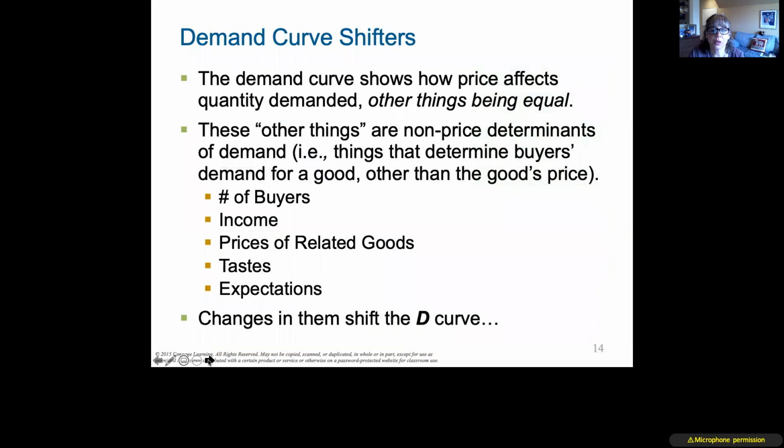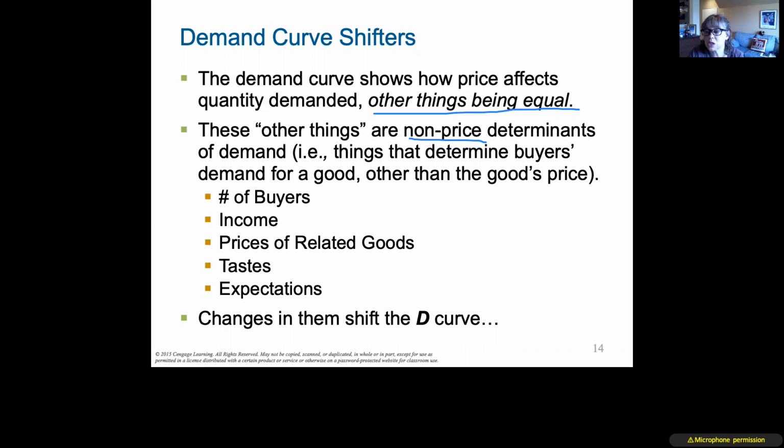So the demand curve shows how price affects quantity demanded, all other things being equal. Remember I said we would get back to that? Yeah, here we go. So this "all other things being equal" is really very important. What are these other things? They're called non-price determinants. Why? Because price moves you along the curve. Remember, we just looked at that.